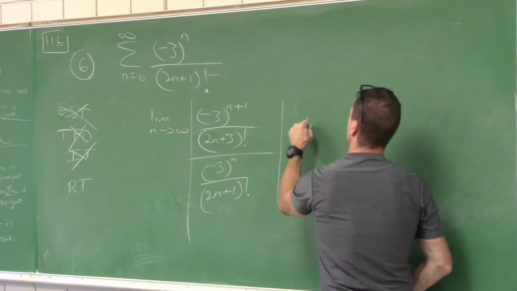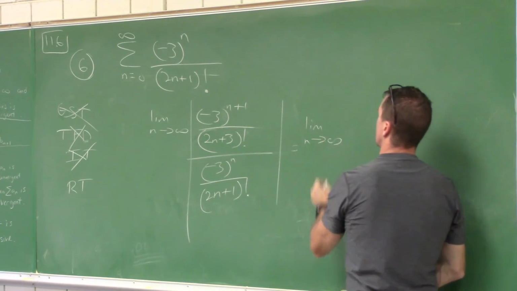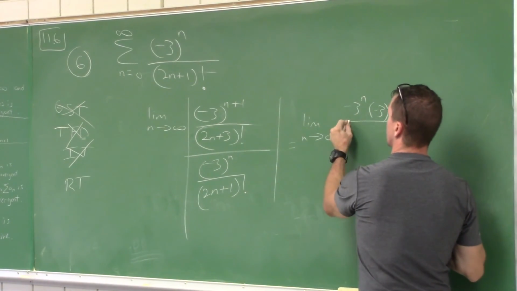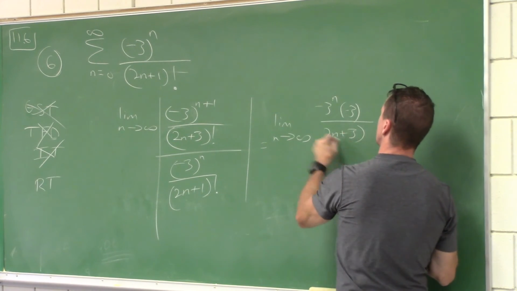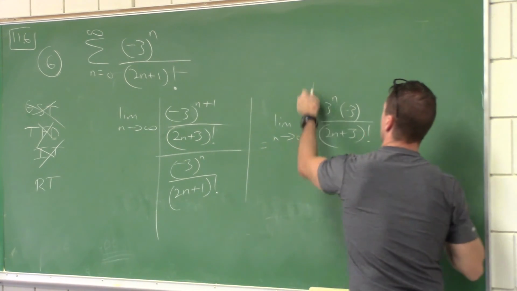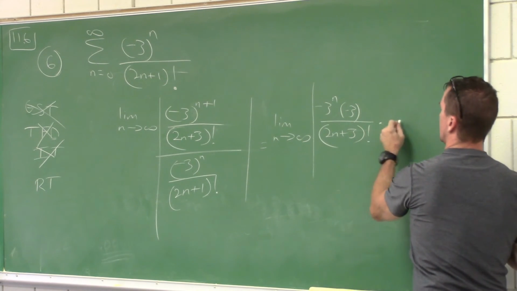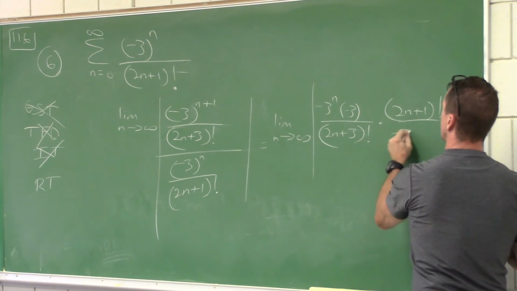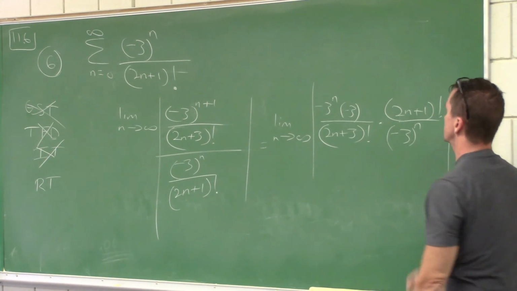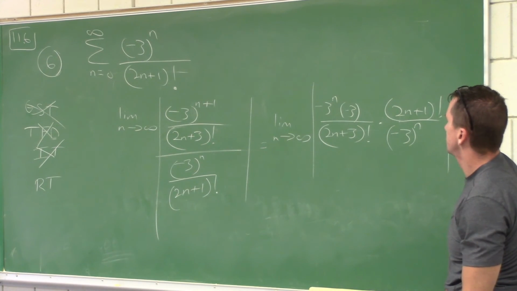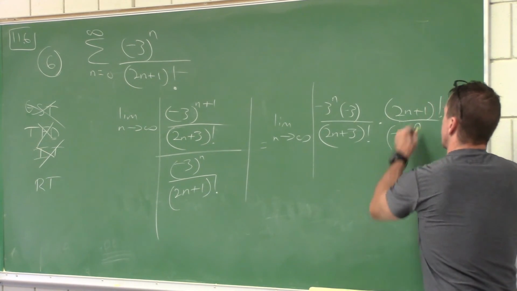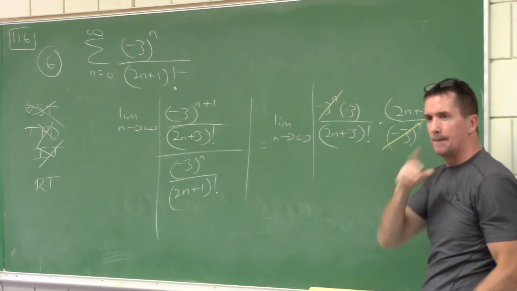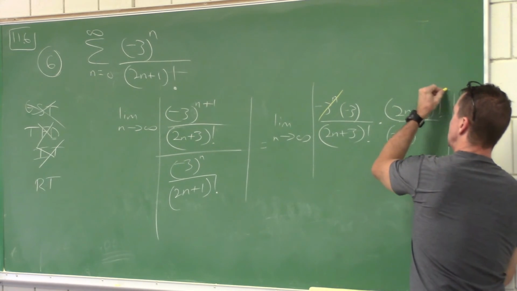Put my equal sign. Limit as n goes to infinity. That's -3 to the n times the -3, all over 2n plus 3 factorial. Absolute value bars. I'm going to flip the bottom. 2n plus 1 factorial, -3 to the n. So what cancels? The -3 to the n's go out. What's the absolute value of -3? 3.